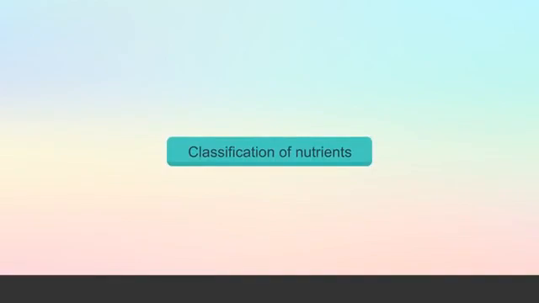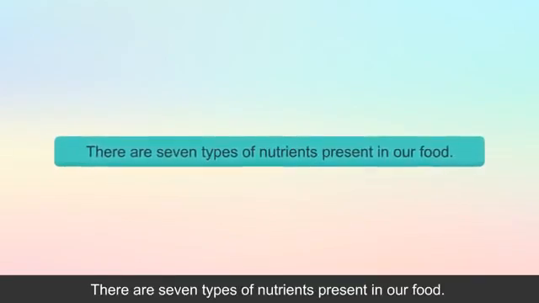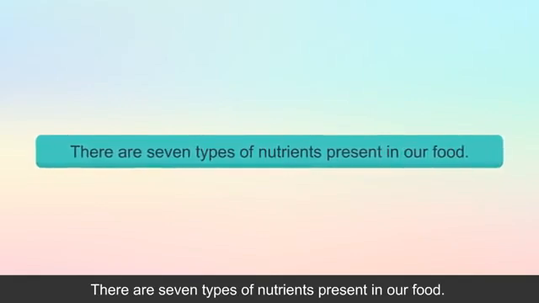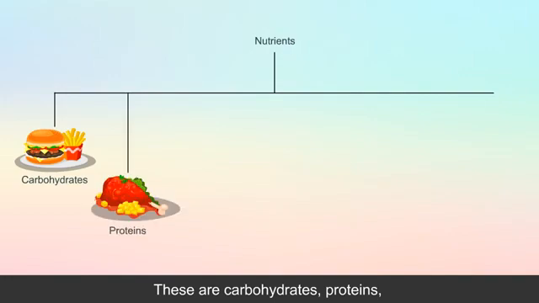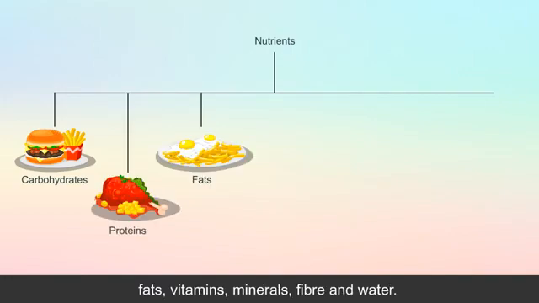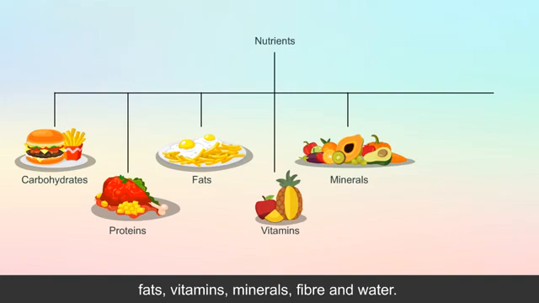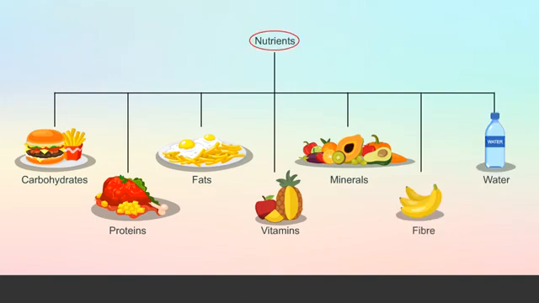Classification of nutrients. There are 7 types of nutrients present in our food. These are carbohydrates, proteins, fats, vitamins, minerals, fiber, and water. Nutrients: carbohydrates, proteins, fats, vitamins, minerals, fiber, water.